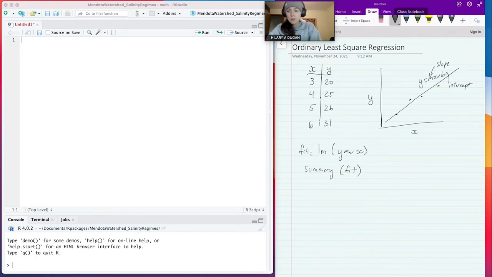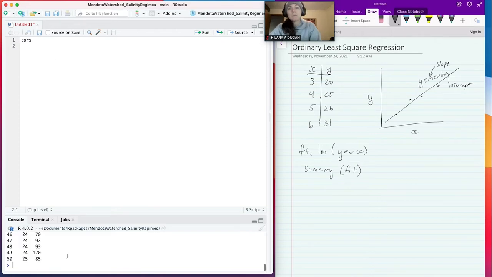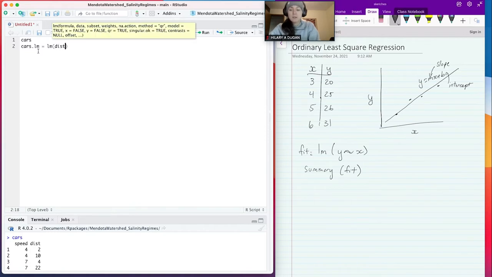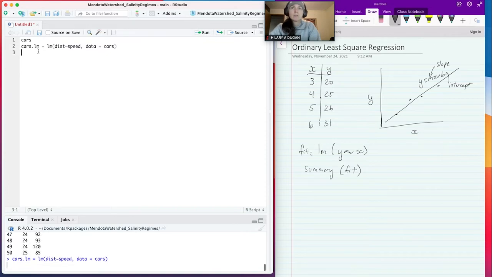And so if we look at that in R, we can do that using one of the built-in data sets. We can do something like the cars data set, where the cars data set gives us just the speed and distance, so sort of a two-variable data set. So we could do cars LM, linear model between distance and speed, and we can look at the summary of that.